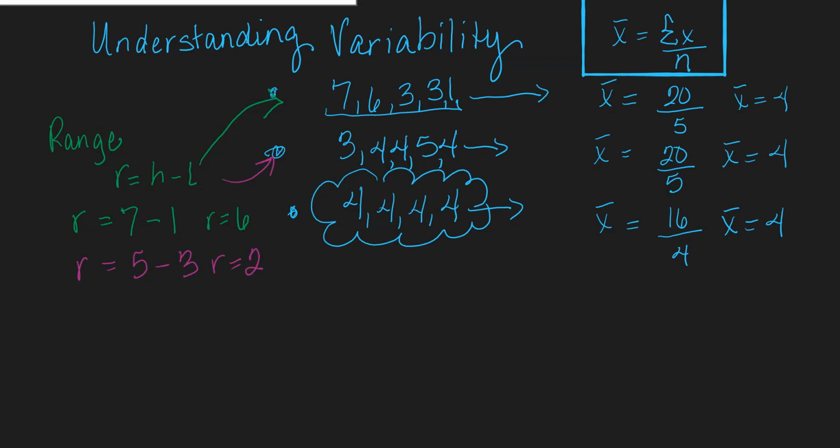The greater the number in our range, the more variability in the data. So in this case, this very first set of numbers, 7, 6, 3, 3, 1, the range is 6. We would say the range of these data has a maximum value of 7 and a minimum value of 1 with a mean of 4.